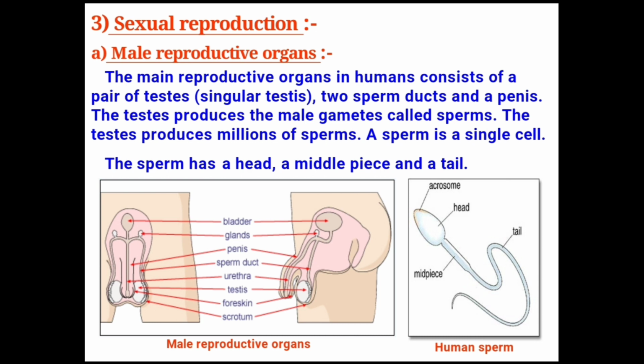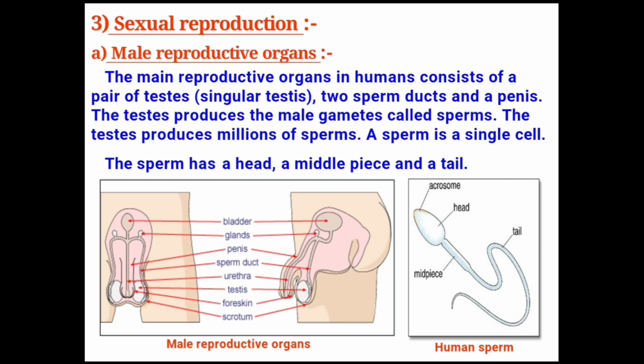What are the organs that help in reproduction? The main reproductive organ in humans consists of a pair of testes, two sperm ducts and a penis. The testes produce the male gametes called sperms. The testes produce millions of sperms, and a sperm is a single cell. The sperm has a head, middle piece and tail.